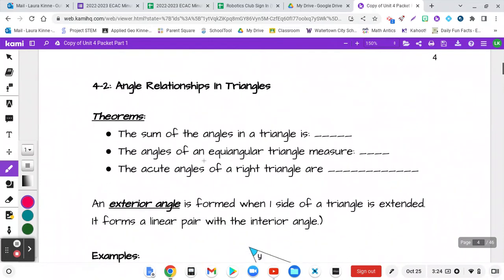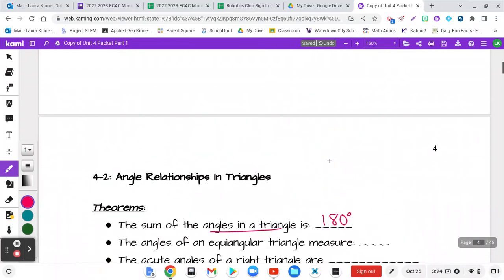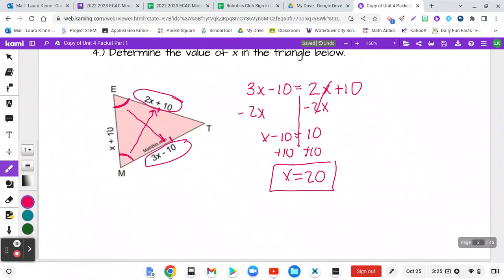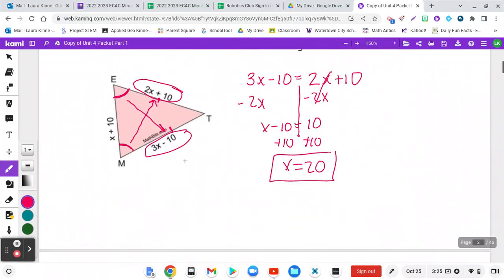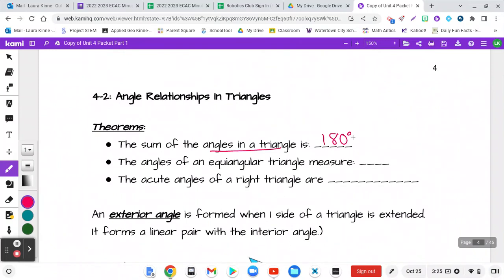and we'll do more with this tomorrow. The sum of the angles in a triangle is always 180 degrees. Now we're talking angles, not side lengths, all right? These don't add up to 180, all right? These don't add up to 180. Those are the sides. When we're talking about an angle, the angles in a triangle, they add up to 180.